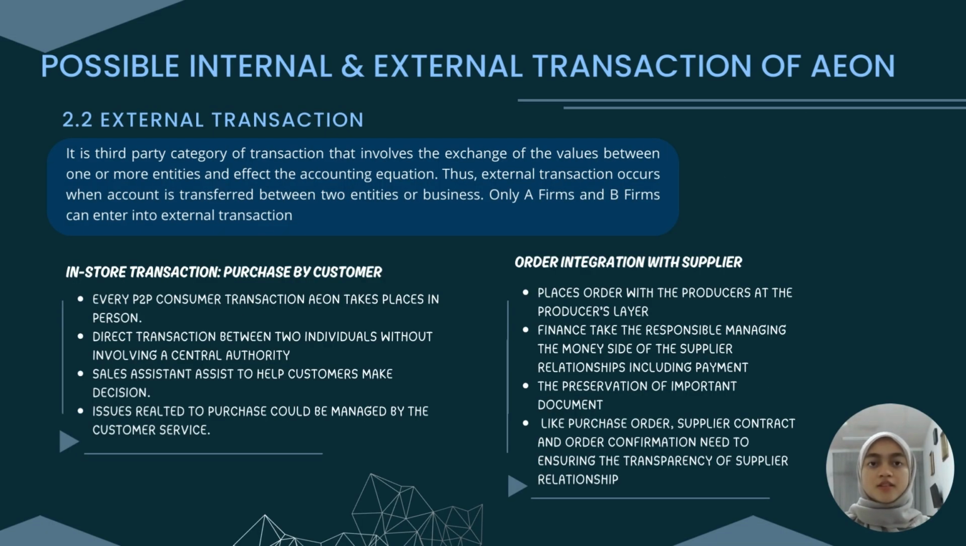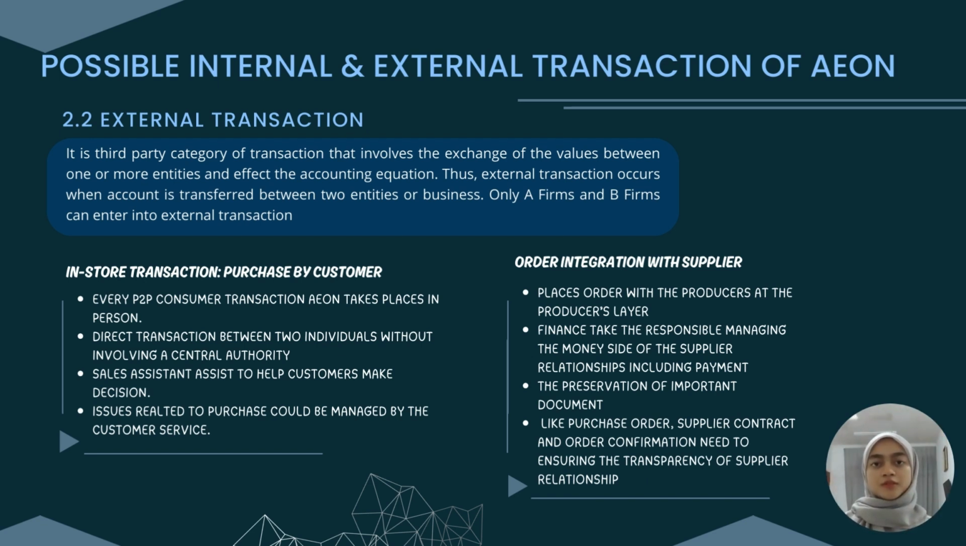External transaction. It is a third-party category of transactions involving the exchange of values between one or more entities and affecting the accounting equation. Thus, external transactions occur when an account is transferred between two entities or businesses. Only A and B firms can enter into an external transaction.